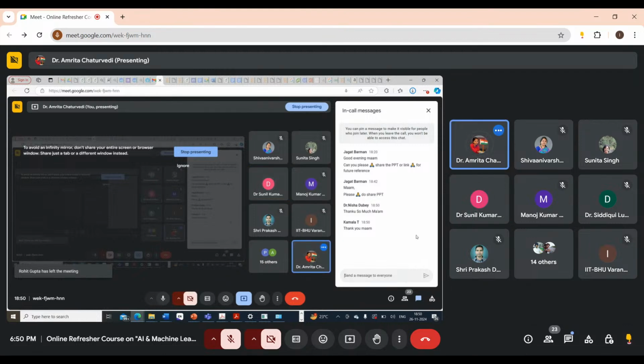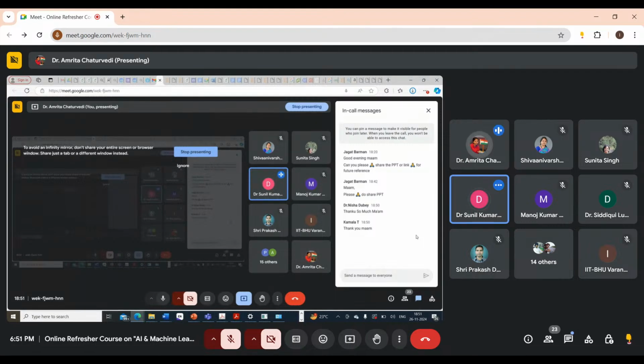Ma'am, I'm working in the area of deep fake detection, but I'm facing a lot of challenges. Can you guide me how I should proceed towards doing some significant work towards deep fake detection? Towards what detection? Deep fake detection. Yes.